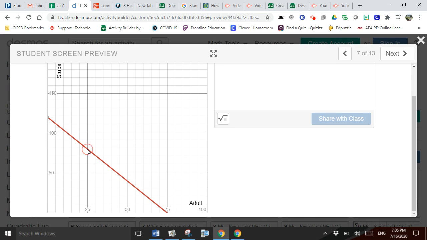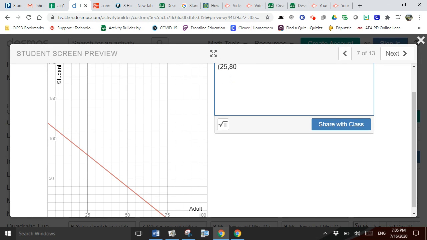So if I can find it. Right now I'm not quite exact. But if I'm on that point right there, that's 25, 80. Well, what does that mean? Remember, we had adult and we had students. So what it means is I can buy 25 adult tickets and 80 student tickets for $600. And that is one option that will work.